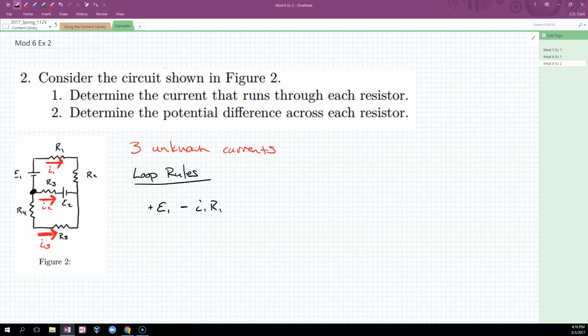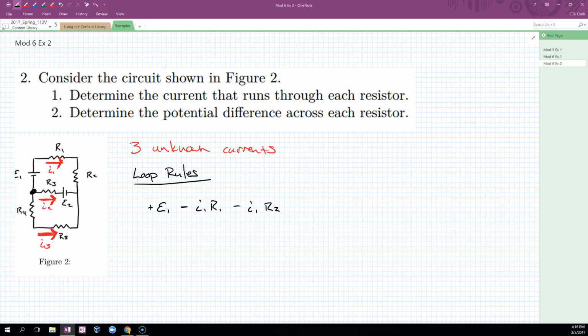The next one I run into is R2. Now R2 has the same current as R1 running through it. The current's going to go down. Now when I go through that resistor, I'm going to be going in the direction of that current, so this will be a negative I1 R2.